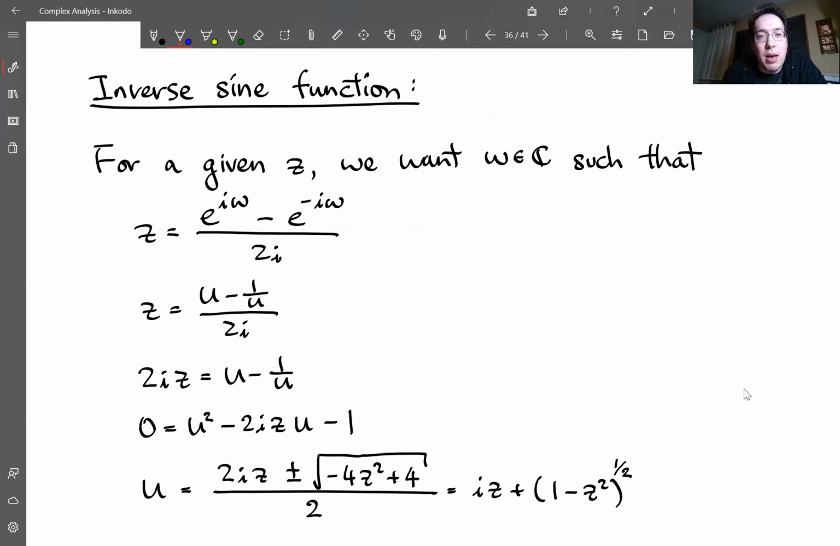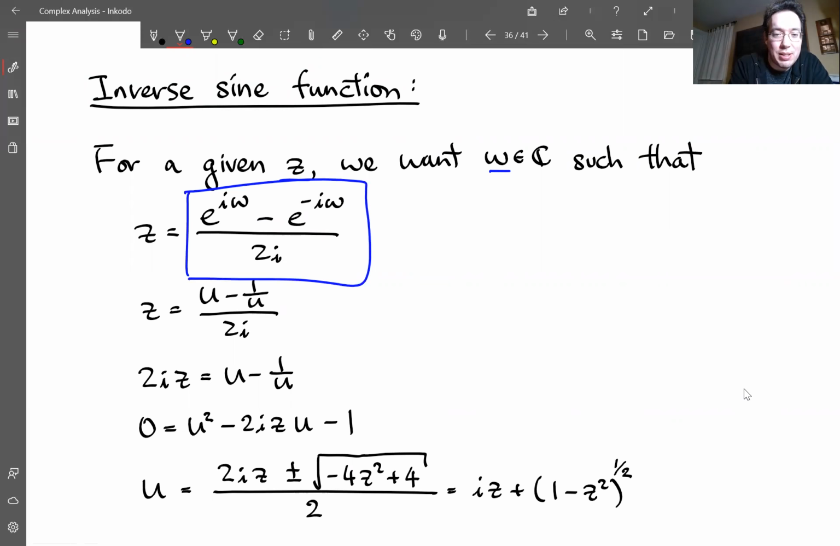Okay, let's do the inverse sine function. So I promise you this computation is going to be bonkers. You'll love it. Okay, so we want to find the inverse. So let's say z is given, and we want a w so that when we plug it into the sine function, we get z. So remember, this is the complex definition of the sine function.